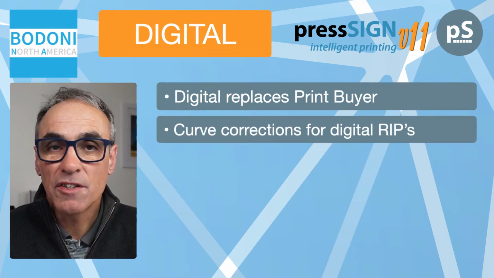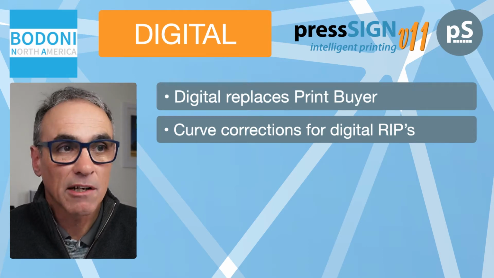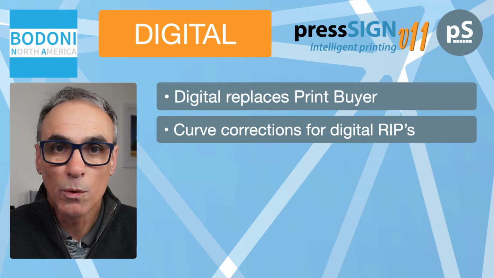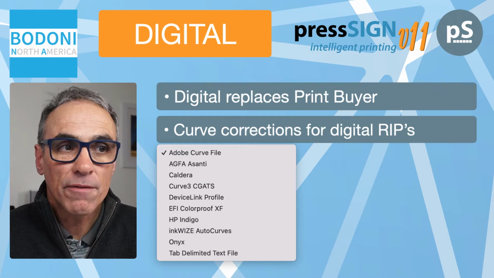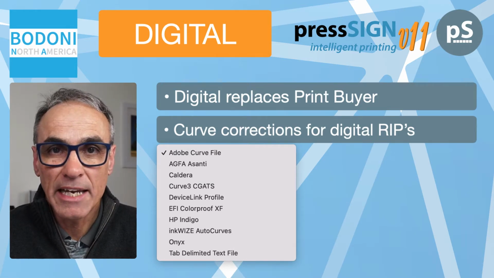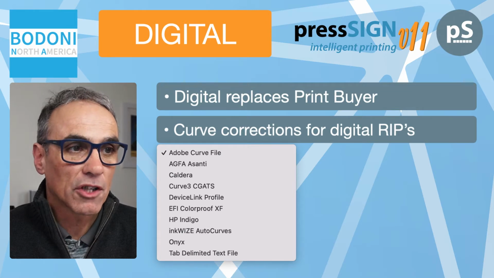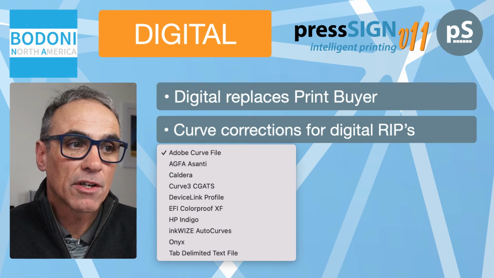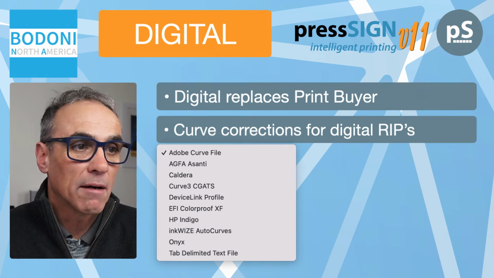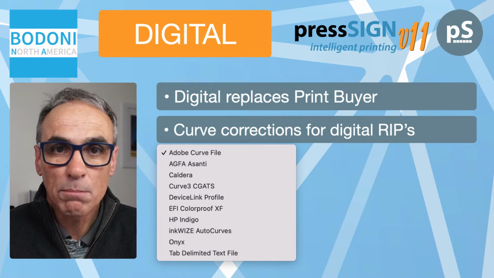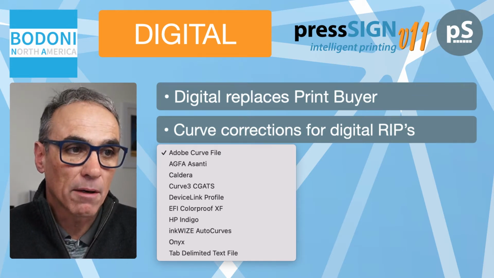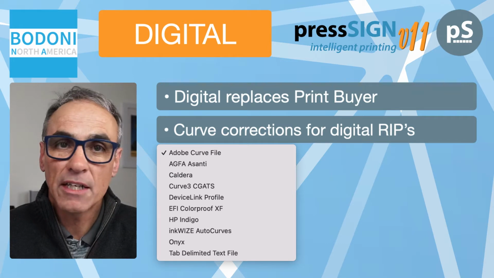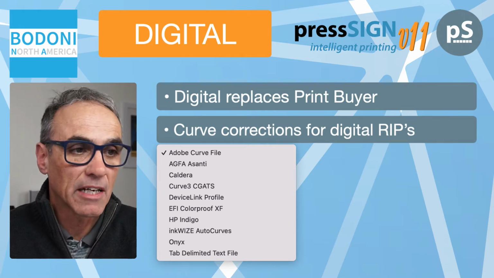So the curve corrections for digital RIPs are included. This wasn't included in the print buyer version, and it makes it much more of a production tool now. So the curve corrections that we are exporting right now in 2022 are shown on the screen there. So we've got the Adobe curve files, Agfa Apogee, Caldera Curve 3 files, device link profiles we can export. These are all exportable by pressSIGN. EFI Colorproof XF, HP Indigo, Inkwise Auto Curves, Onyx RIP data, and tab delimited text files.